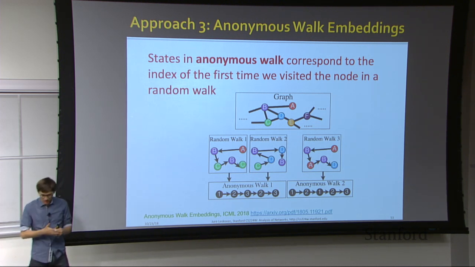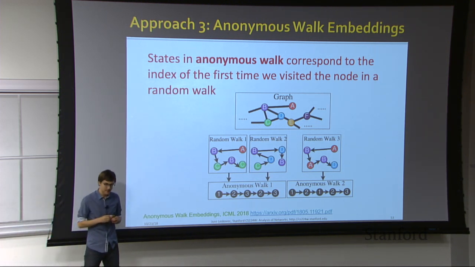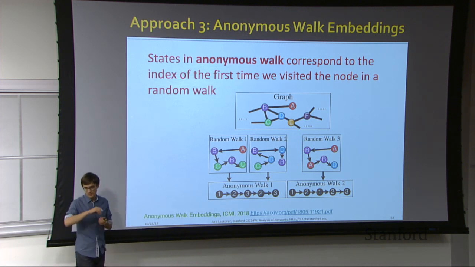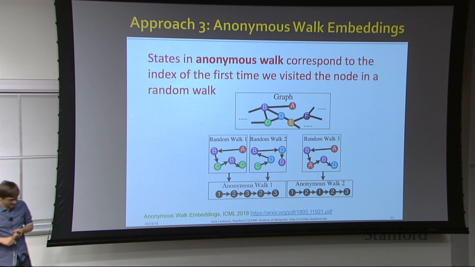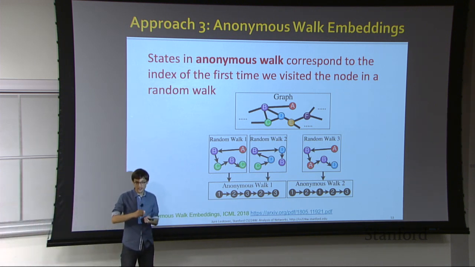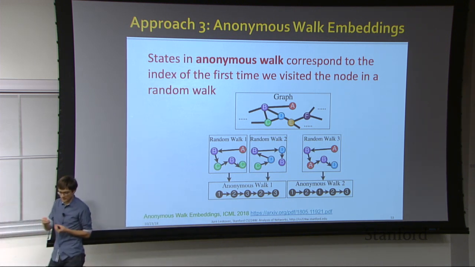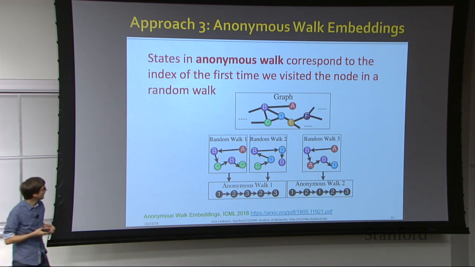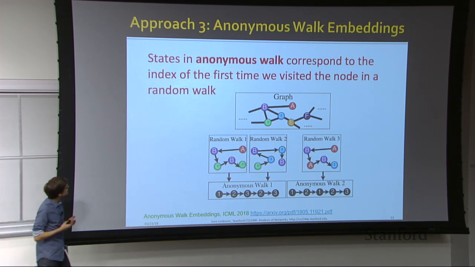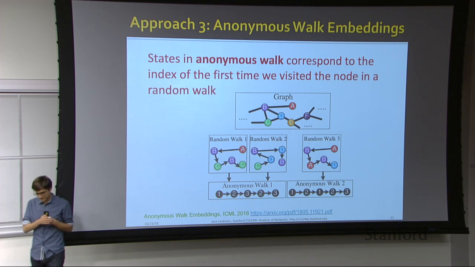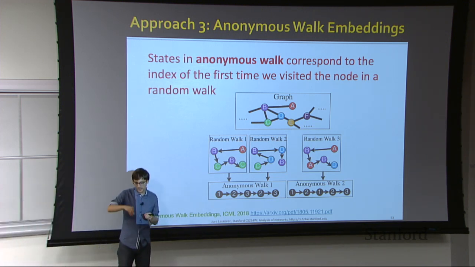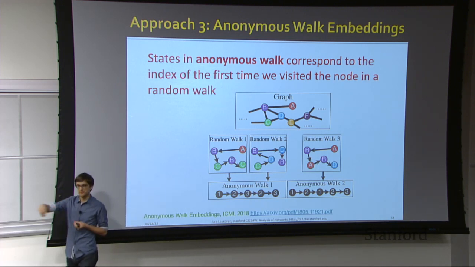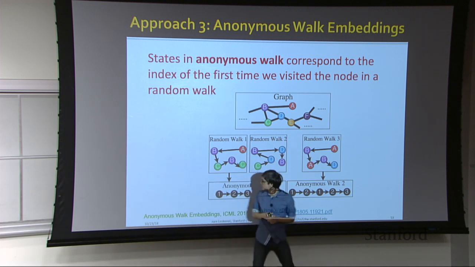So we talked about random walks, and the way we represented the states of the random walks were simply the node IDs of the nodes that the random walk visited. Now, these authors proposed a different version of a random walk that they call anonymous walk. The idea of anonymous walk is that the states of the walk correspond to the time indices when the node was first visited by the walk. Let me give you an example and then things should be clear.